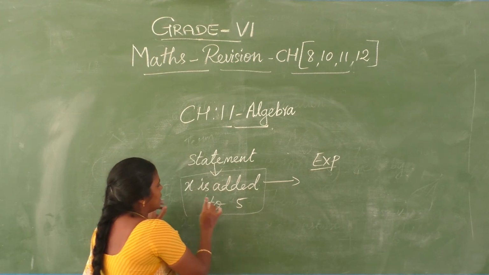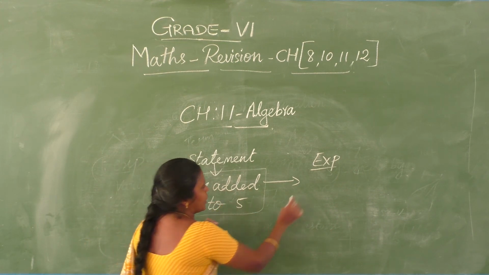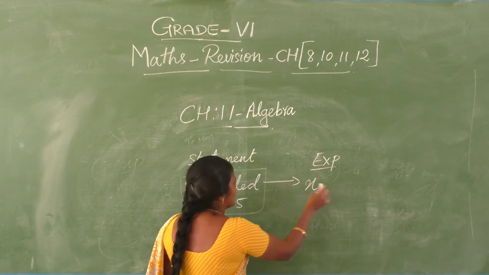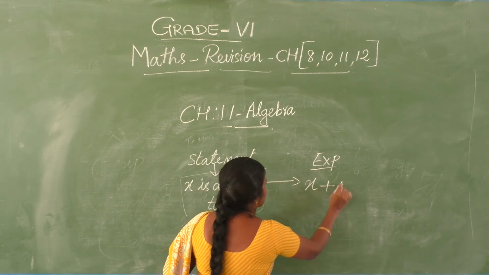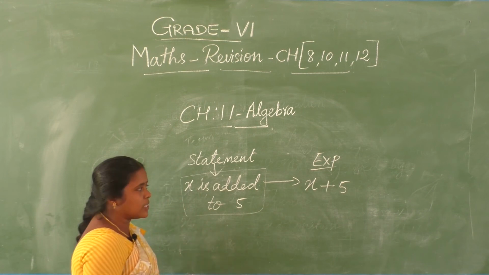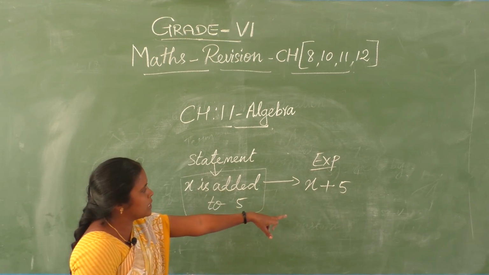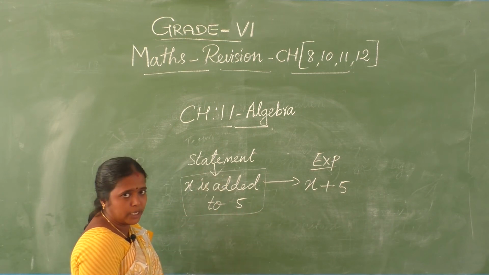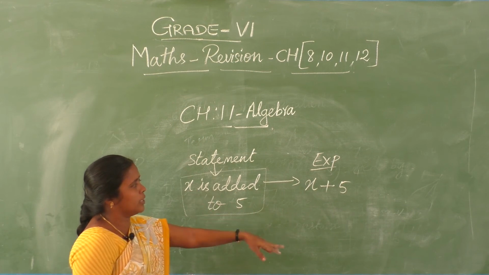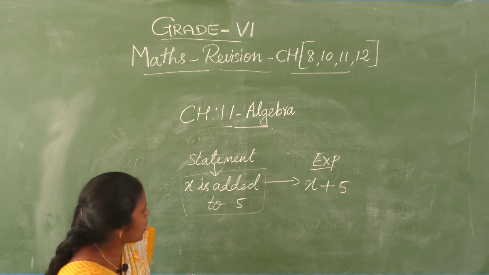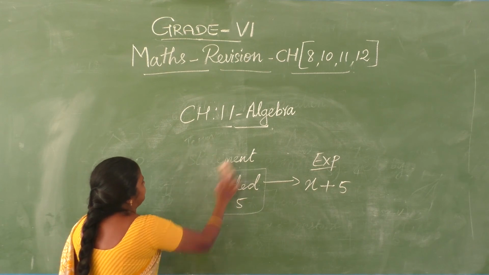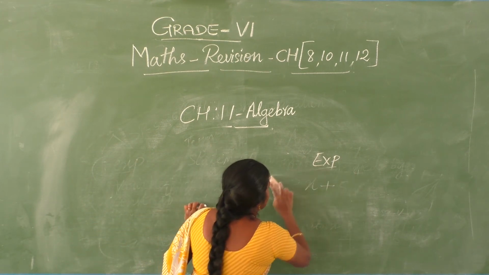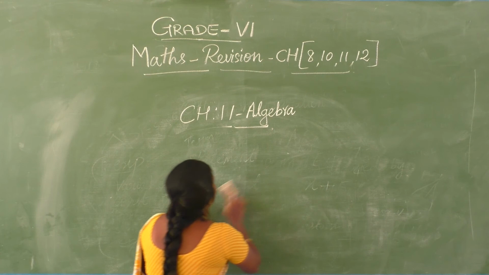What to do? X is added to 5. So x added is nothing but addition, with 5. So x plus 5, simple form. This is the expression model. This is the statement model. A question may come, change this into that, that into this. Understood? Okay. Exercise sums related to this you have to go through.